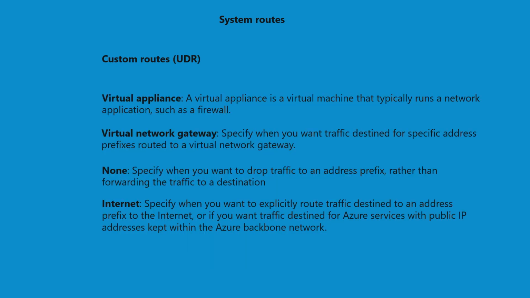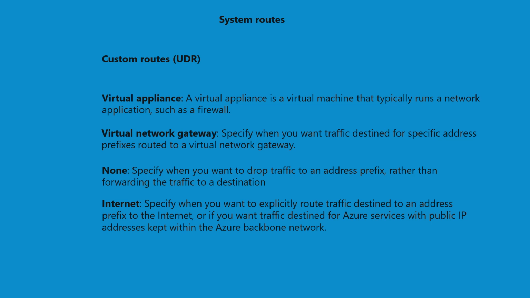Apart from system routes, which you cannot delete or modify, there's an option with custom routes, which are sometimes called user defined routes. You can override system default routes. So you can create a virtual appliance. This virtual appliance, for example, can be a firewall which is sitting somewhere in the VNet. It can be SD-WAN devices to route the traffic over the WAN network. And you can create specific routes towards those virtual appliances.